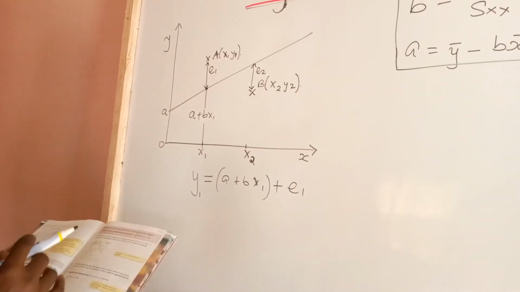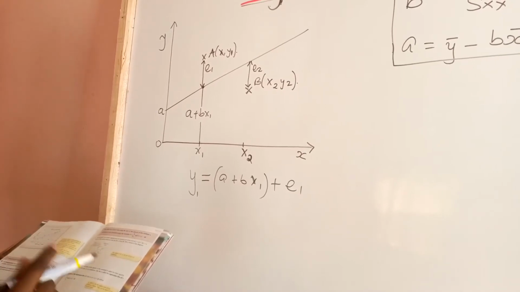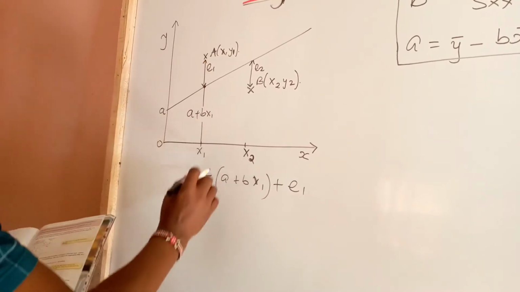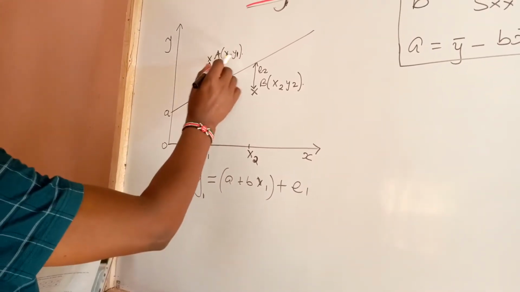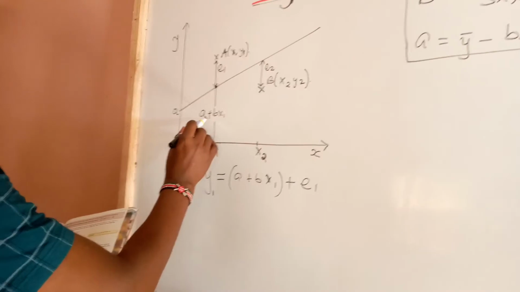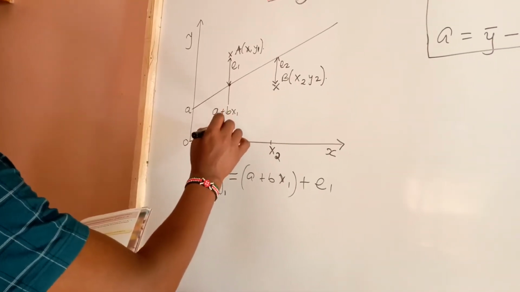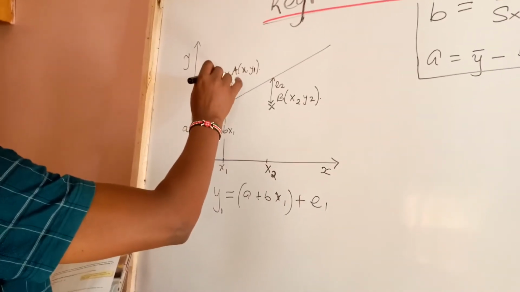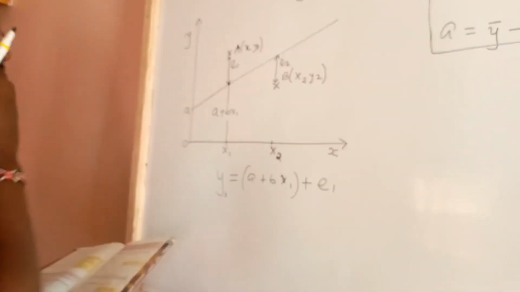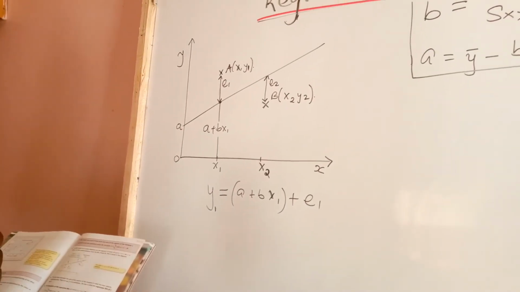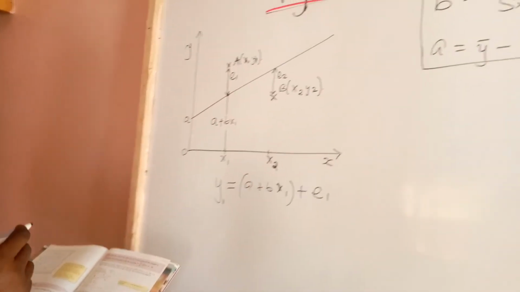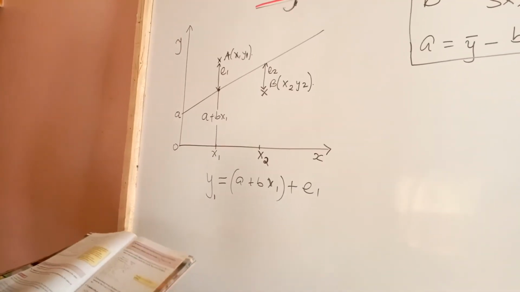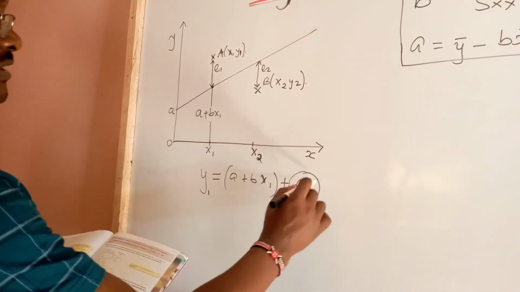where e is the vertical distance from the line of best fit, and this is shown in the diagram. The value of y1 at this particular point A is a + bx1, which gets us up to there, plus e1, which now gets to where A is. Of course, e is the vertical distance from the line of best fit. This is called the residue.